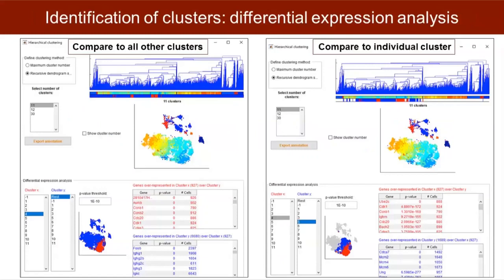Another way to identify the clusters is by differential expression analysis. You can compare differentially expressed genes in one cluster versus the rest, as shown on the left side, or compare two individual clusters, as shown on the right side of the slide. This tool is especially useful for close clusters that don't separate in the t-SNE map.